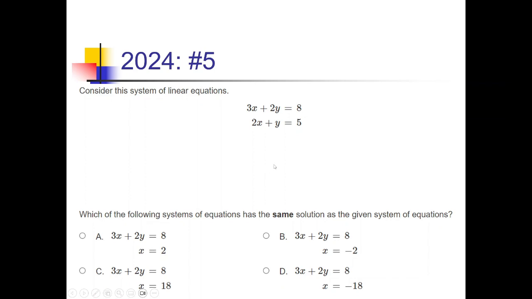You might be thinking, oh, well, I have to solve this one, and I also have to solve all of these systems, and then match the ones that have the same solutions. You could do that. There is a faster way, though.